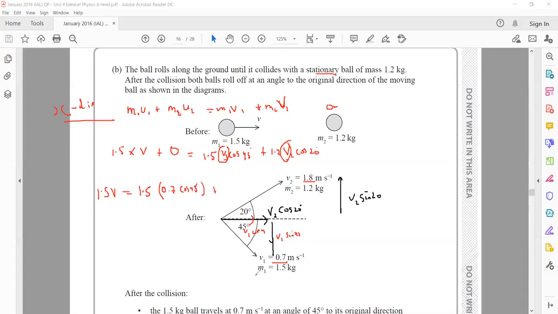Final answer 1.85. Yes, that's correct, 1.85. So the final answer when you solve, the speed is 1.85.